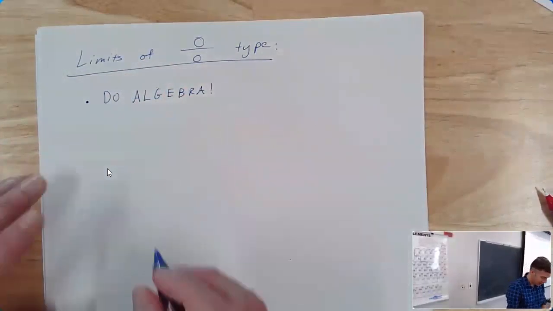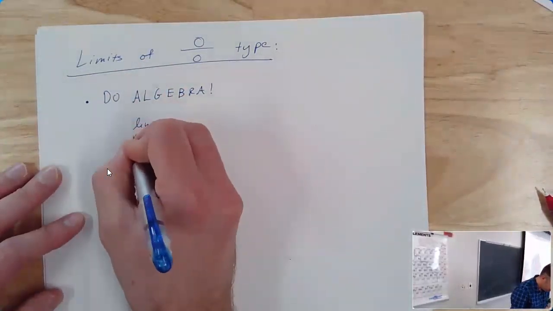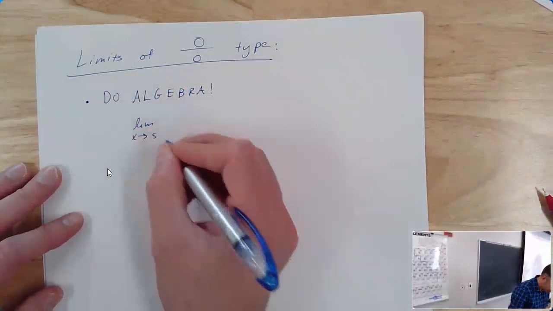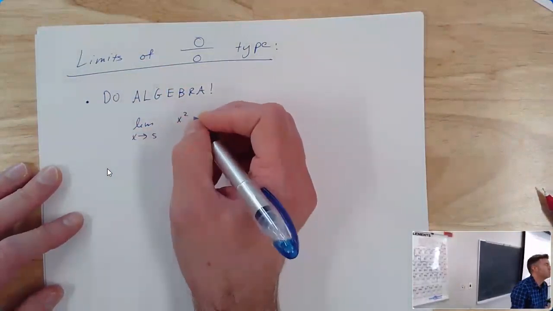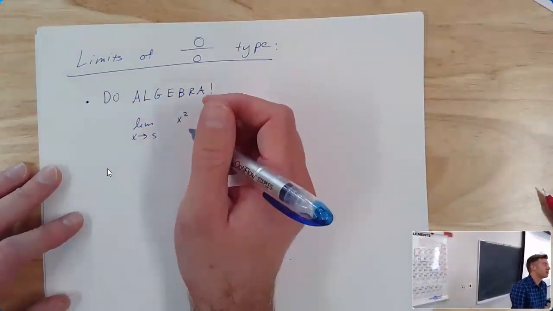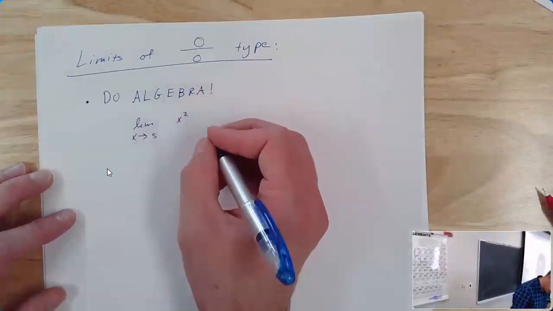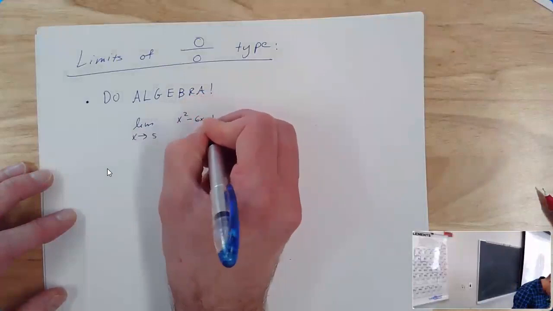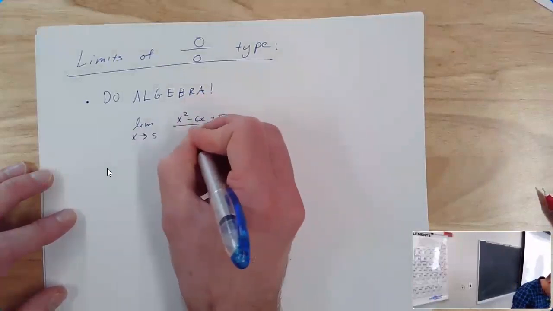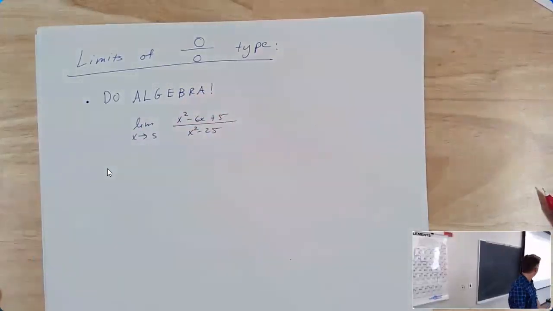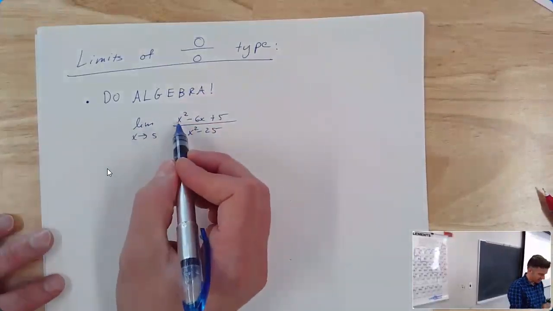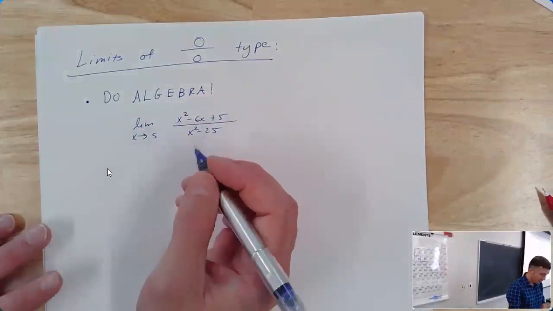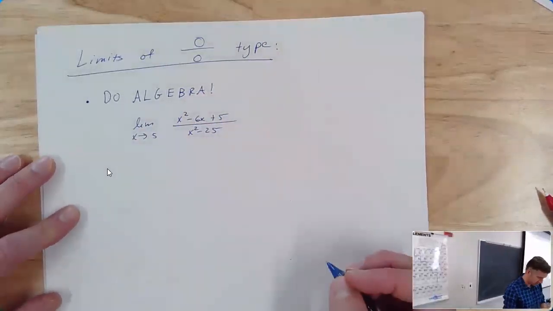For example, if your limit was x approaches 5 of x squared minus 6x plus 5 over x squared minus 25. That's a 0 over 0. Let's plug it in. You plug it in, you get 5 squared, which is 25, minus 30 plus 5. 0 over 0. That would be a factor and cancel sort of situation.